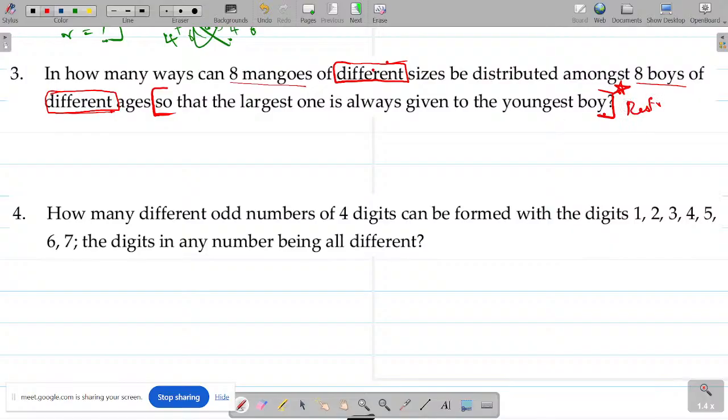Alright, here is a restricted case. What's the restriction here? The largest one is always given to the youngest one. Remember, this restricted permutation must occur and must not occur.